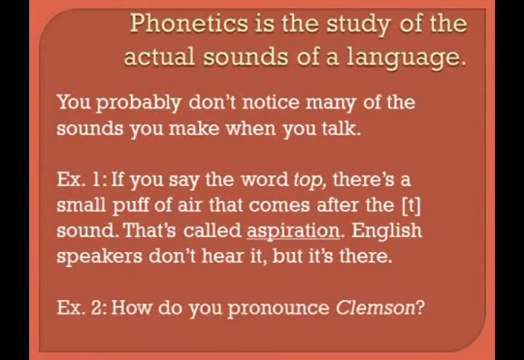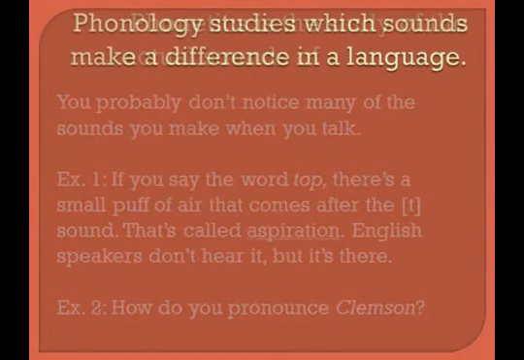A second example of things that you say without probably realizing it is if you pronounce the school Clemson. If you say it like a good Southerner, you put a P in there, and there's no P in the word if you look at it. Sometimes people from up north will pronounce it with a Z, and there's also no Z in there. Phonetics would highlight the difference between these pronunciations.